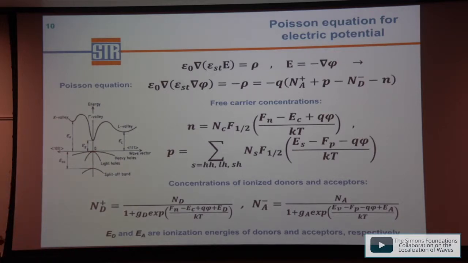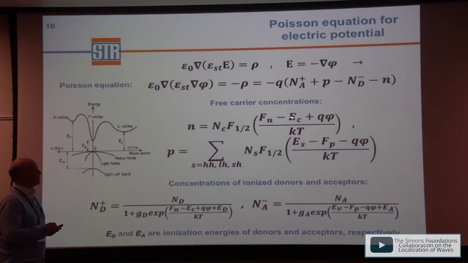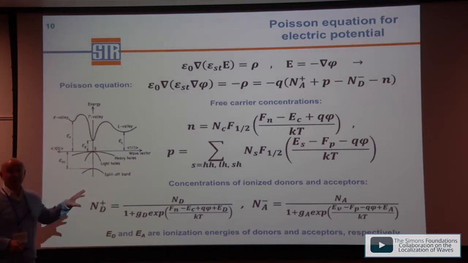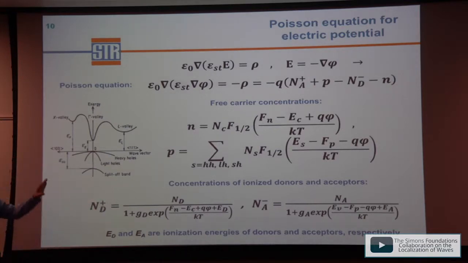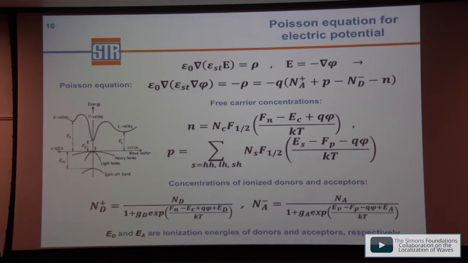Well, it is important that all the contributions to the charge density depend on the position of the electron and hole Fermi levels. So if we know their position, we can solve the Poisson equation and obtain a distribution of electric potential.